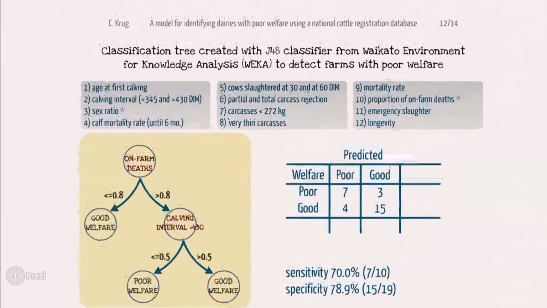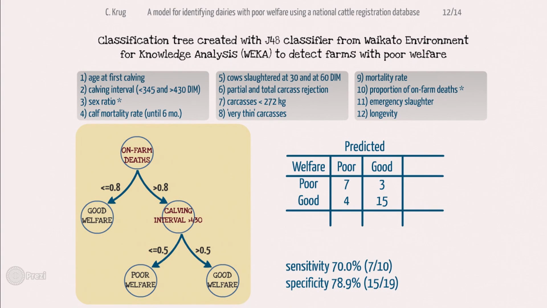And finally, we went to create our model. To create our model, we used a classification method. We used the J48 classifier from the Waikato Environment for Knowledge Analysis. And so we gave to this program all the potential welfare indicators, all the values for the 24 farms, the farms with good and with poor welfare, and we asked the question, which ones of these are able to best discriminate between good and poor welfare farms?